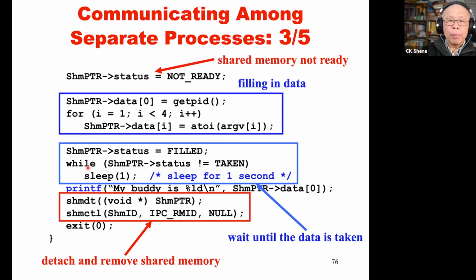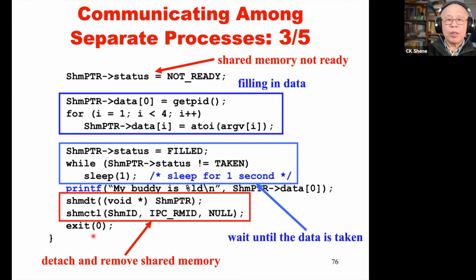So if we can break this while loop, it means the status is taken. Then I print out, look at here, you should not use printf. Check the previous slides for the reason. So the server prints out a message with the first number being data entry 0. What is it? The server will put its PID there. Then this program, which created the shared memory, detaches it, removes it and finally exits.